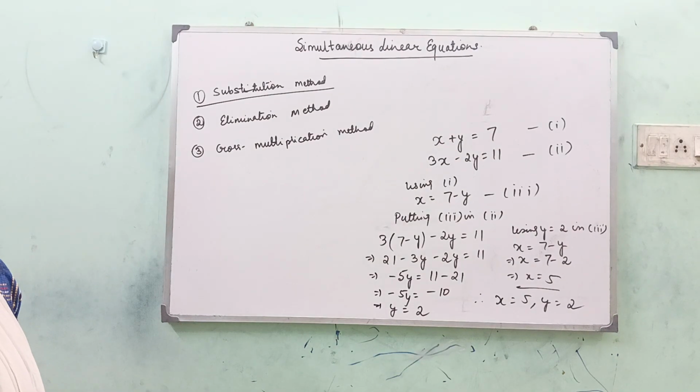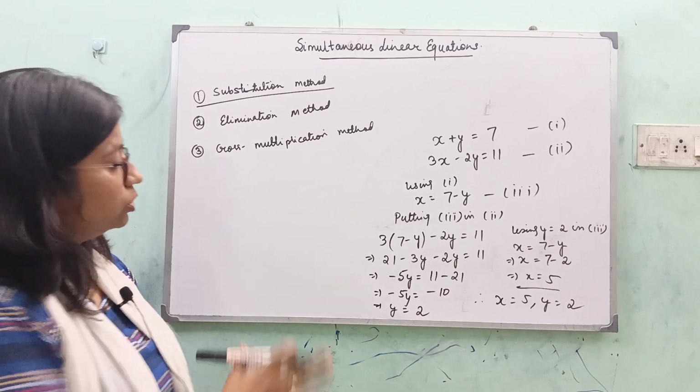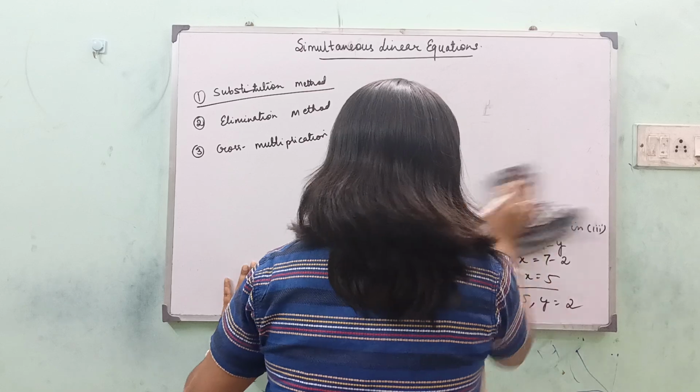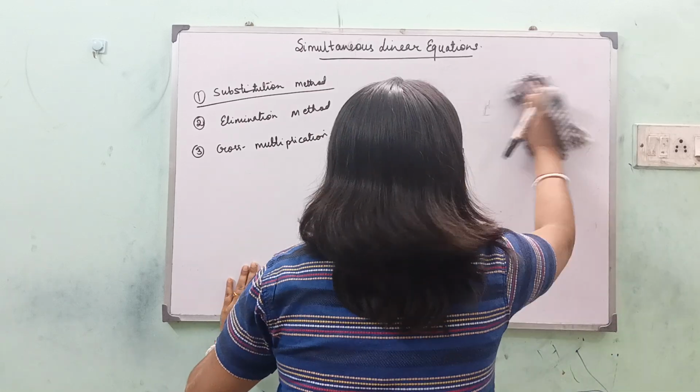So, for this system of equations, we have got x is equal to 5 and y equals 2. So, I think this is clear. This method is clear to everybody.